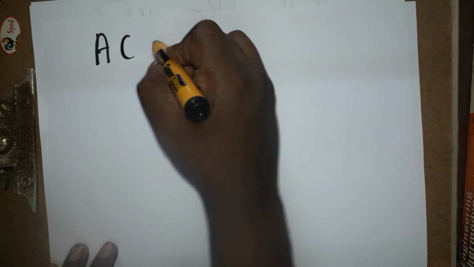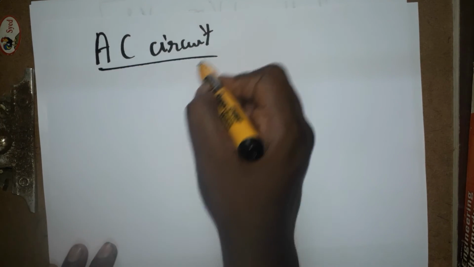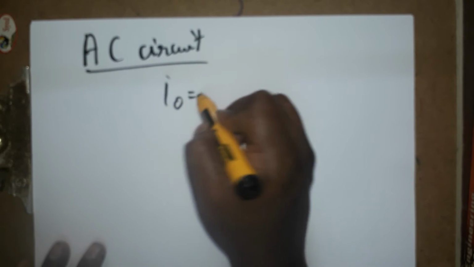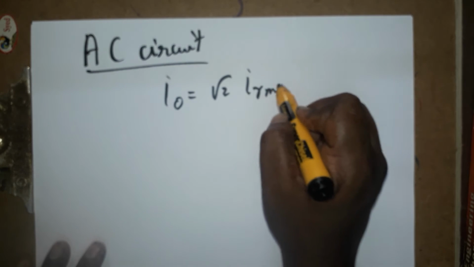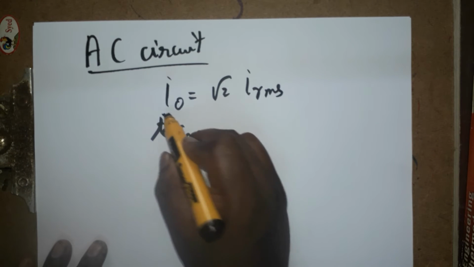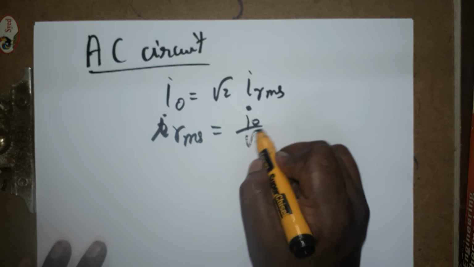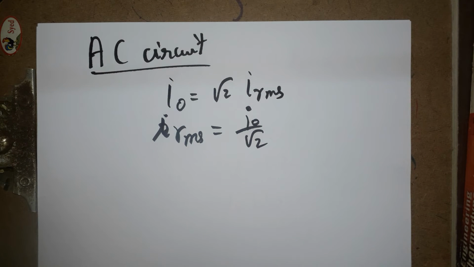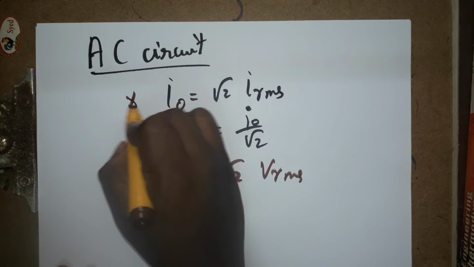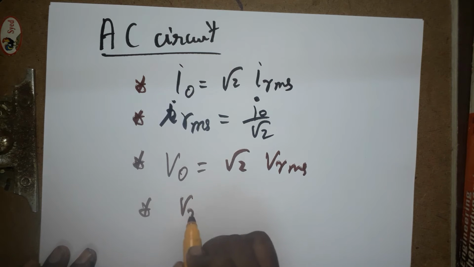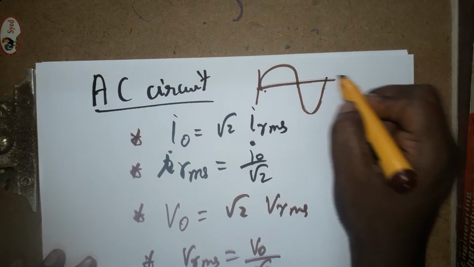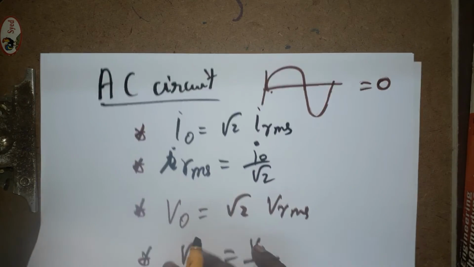Okay. AC circuit. First we will see current. Actually flowing current and measured value will have a difference. I naught is called the peak value. It's root 2 times IRMS. IRMS is the measured value. I naught is the peak value. If you want IRMS, it is I naught divided by root 2. Root 2 is the relation between maximum and measured value. V naught is equal to root 2 times VRMS. Or if you want VRMS, it's V naught divided by root 2. Because AC over a complete cycle averages to 0, you have to measure with the root mean square value.